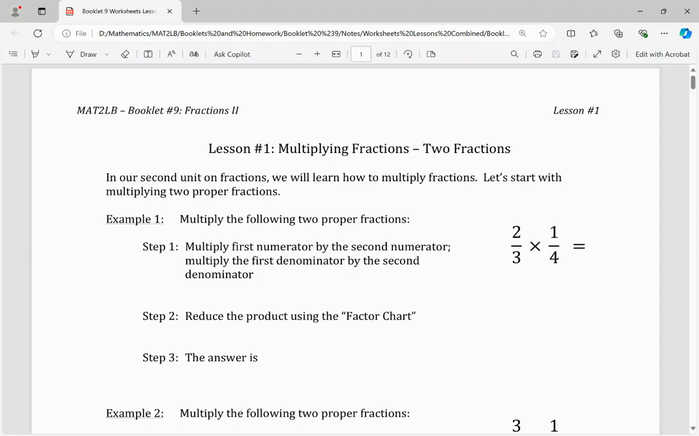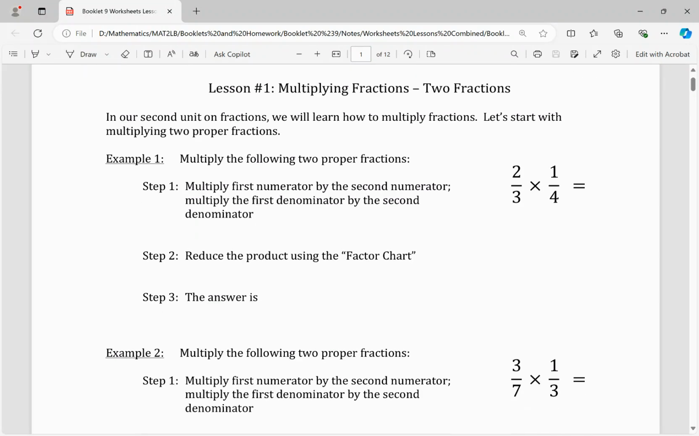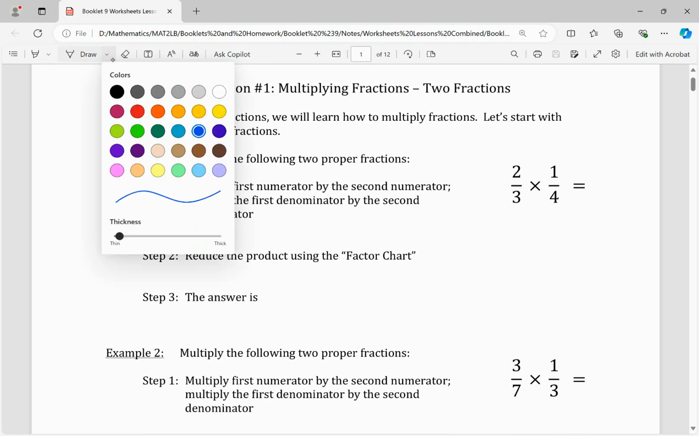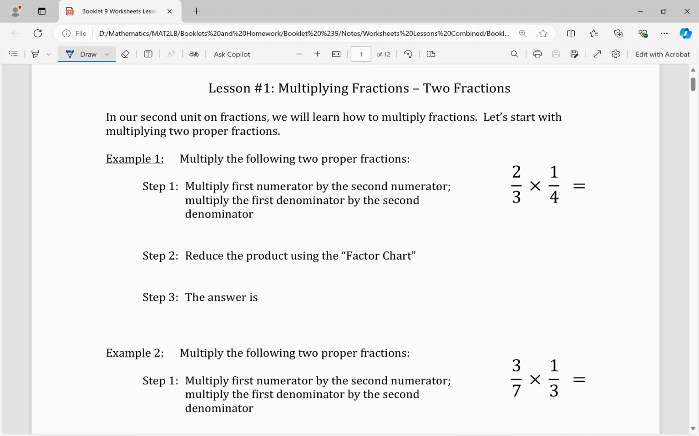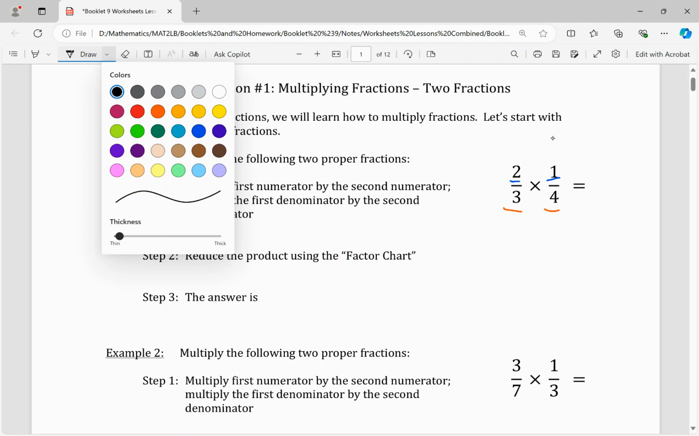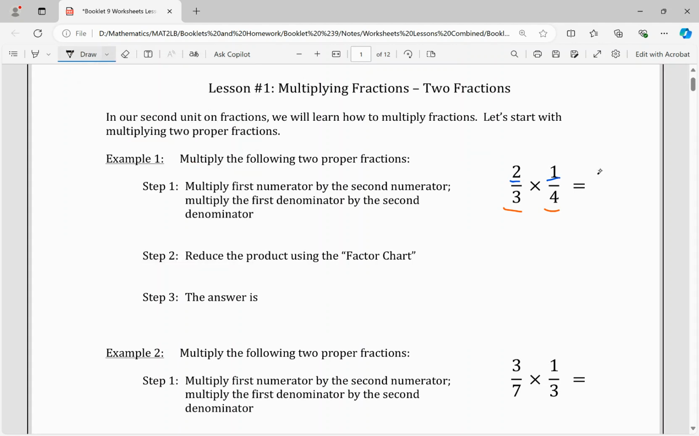Anyways, Lesson 1 is labeled multiplying fractions by fractions. Let's jump right into the first example. Now here we have two fractions, the first one being 2 over 3, the second 1 over 4, and we're multiplying them together. Now the rule for multiplying fractions is quite straightforward. You simply multiply the numerators together, as well as multiply the denominators together. So this first example would be 2 times 1, which is equal to 2. And then the denominator would be 3 times 4, which is equal to 12.